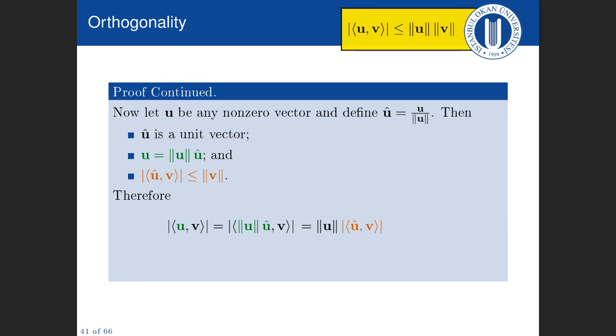But we have a formula in orange for this. That's smaller than the norm of v. So our expression is smaller than the norm of u times the norm of v. And then we've finished. That proves this very important theorem called the Cauchy-Schwartz inequality.